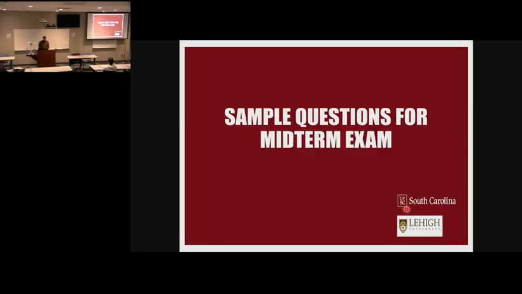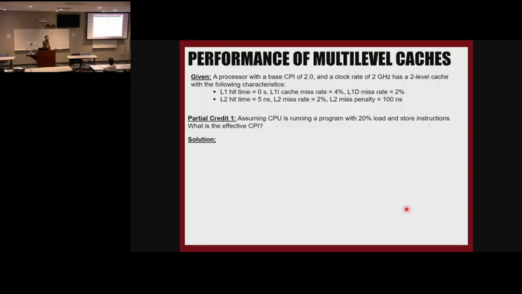So now, the sample question that I have here is actually a PhD qualifying exam question from 2 years ago. And you can see that it's not really that difficult to solve. But now let's see what it is. We have a processor with a base CPI of 2 and a clock rate of 2 gigahertz that has a 2-level cache with the following information.